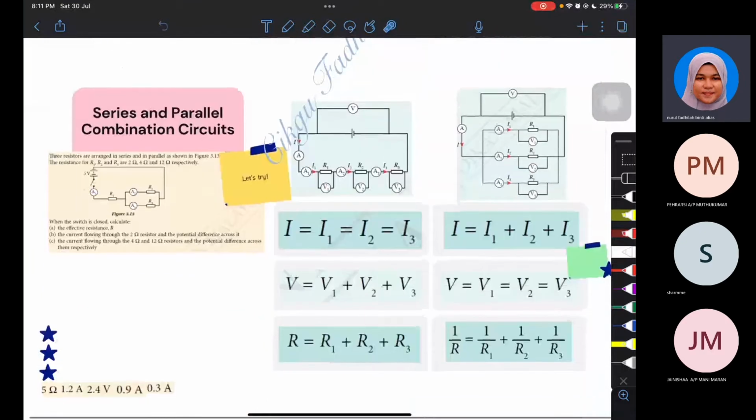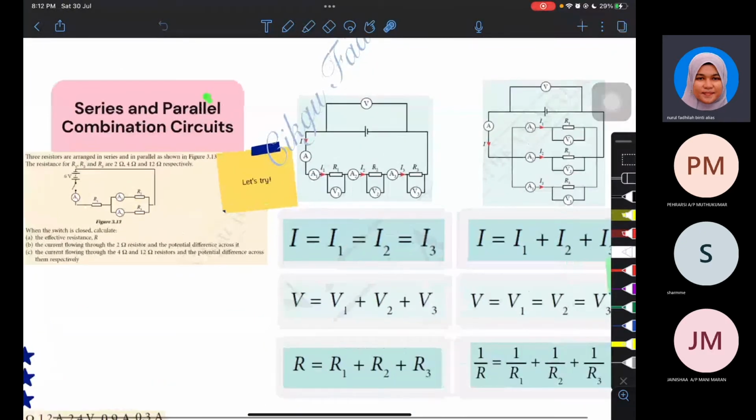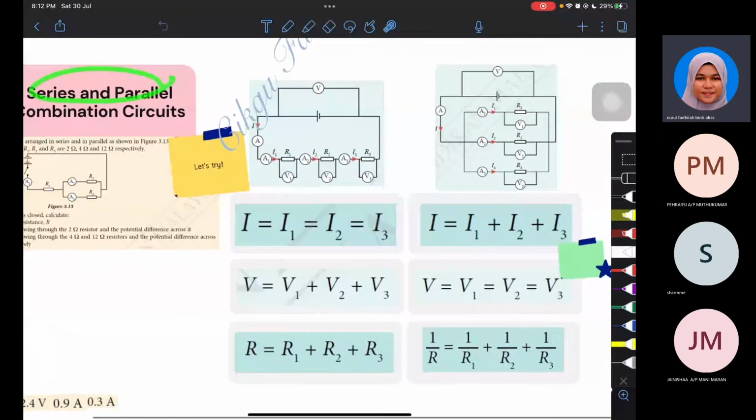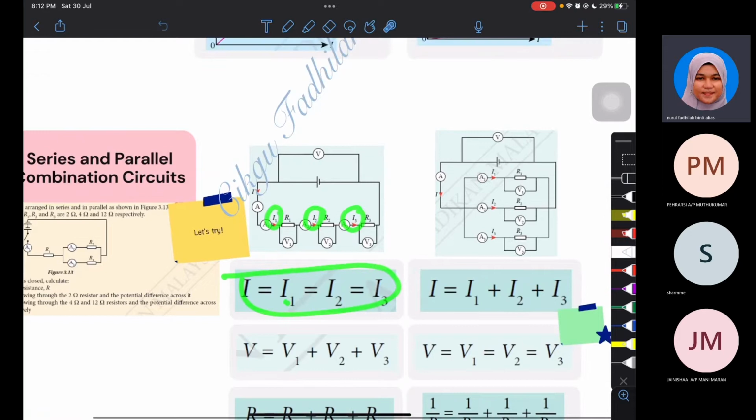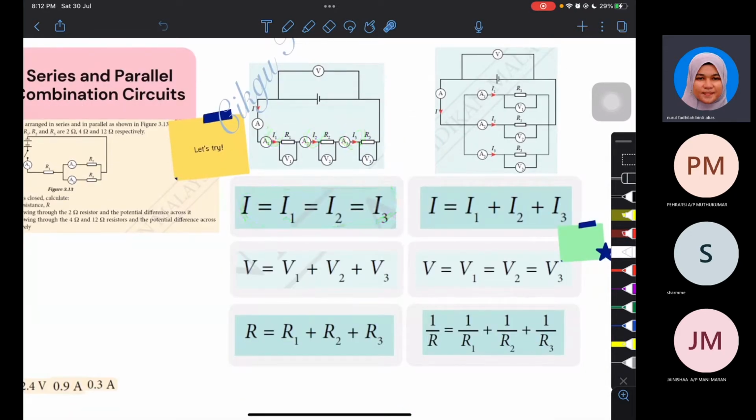Lagi apa yang kita belajar? Okay, and then kita tengok, you need to know about series and parallel circuits. Okay, tengok ni kalau series circuit, I dia equals to I1. Ni I1, this is I2, this is I3. They are all equal when during series. And then what about the voltage? Ni total voltage. So total voltage equals to V1 plus V2 plus V3. Okay, and then R, the resistance, R1 plus R2 plus R3, then you get the total resistance.